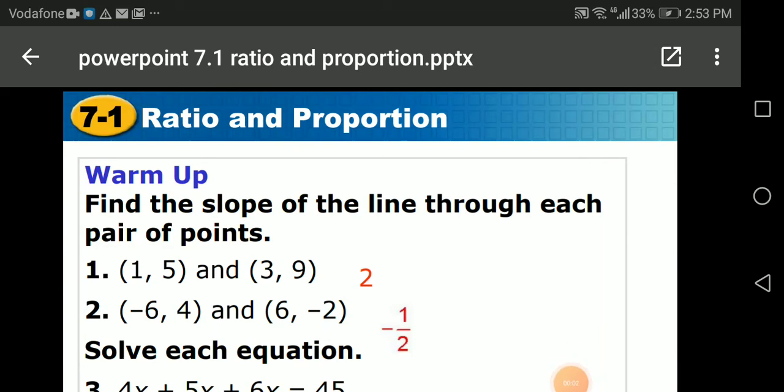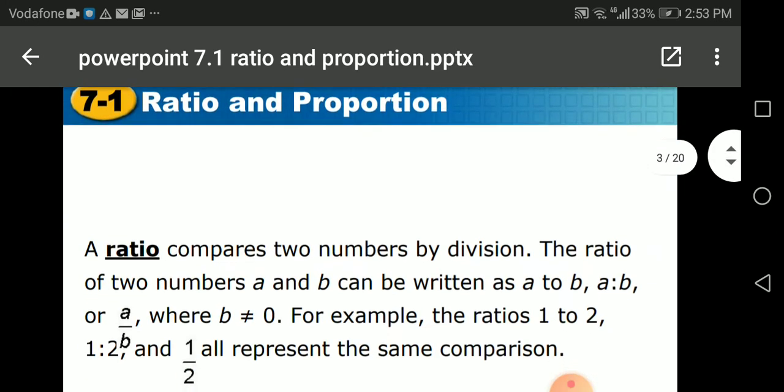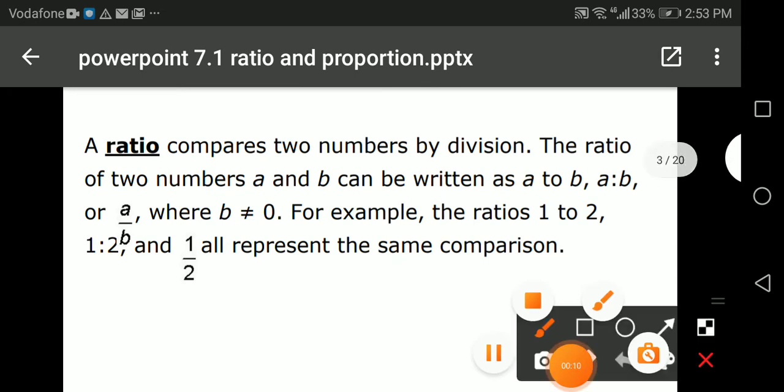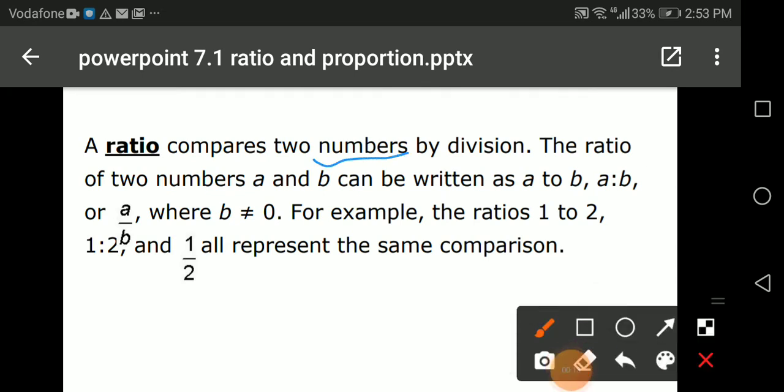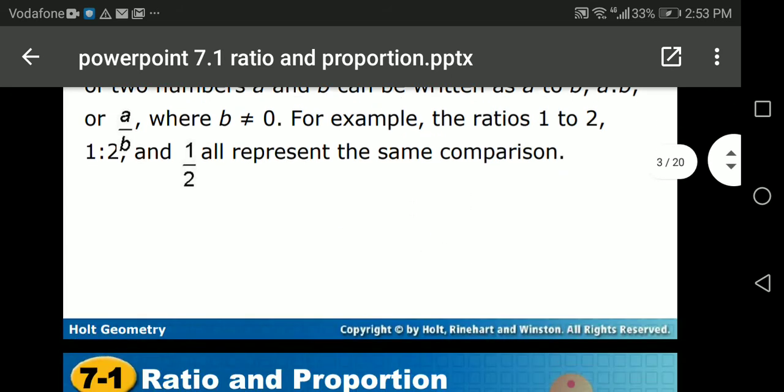Today we're going to talk about the ratio and the proportion. So let's start. The ratio compares two numbers by division. We can write the ratio as a to b, or a over b as a fraction, or we can say a divided by b. These are the three ways to write the ratio.